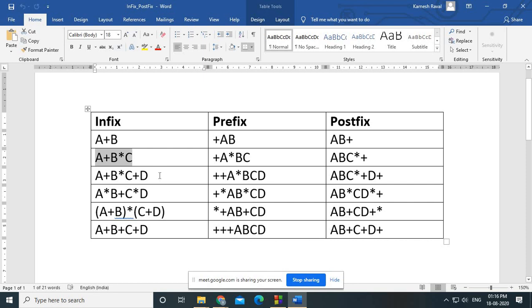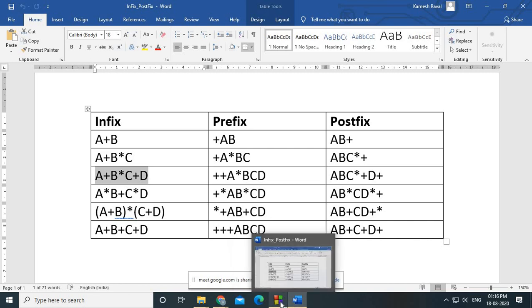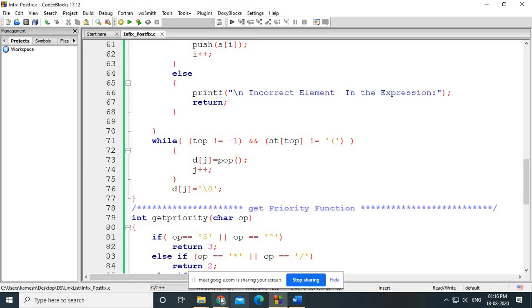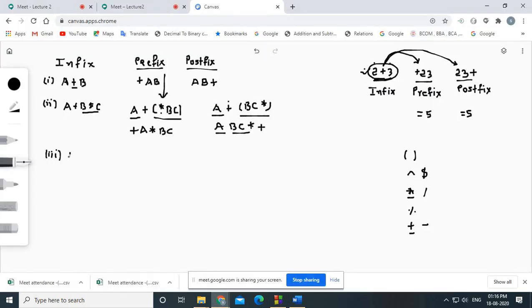Like the third example, where you have A plus B into C plus D. This is the infix expression, and we need to convert it into the postfix and prefix. So here the third is A plus B into C plus D. Okay, now how can we convert this? So obviously, which operator has the highest priority?